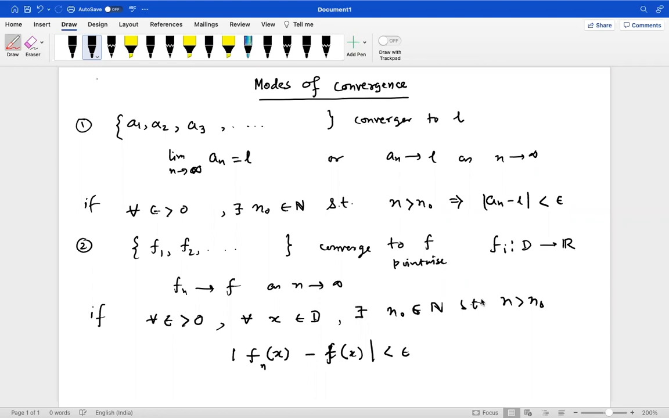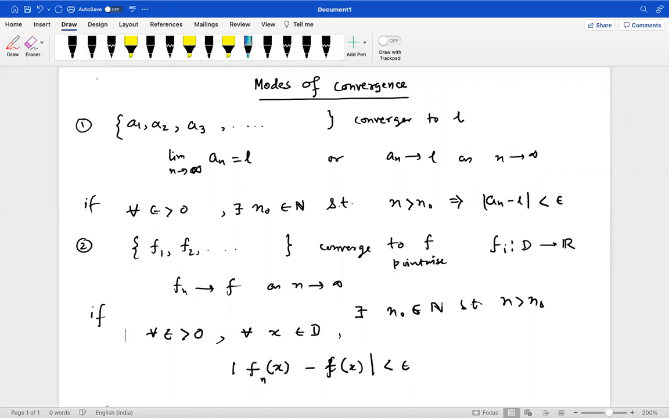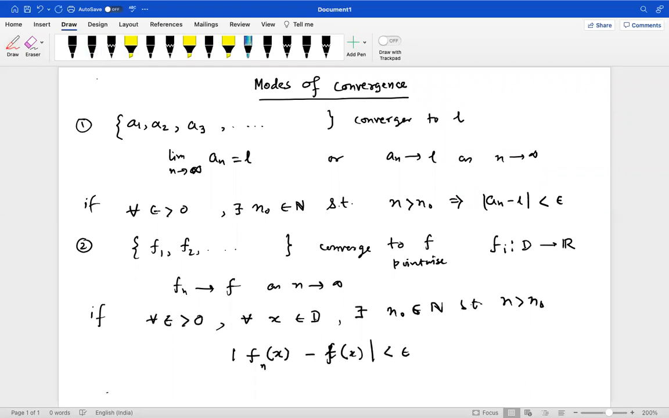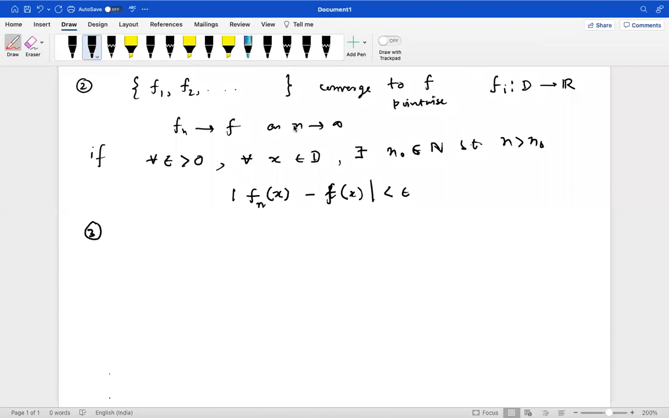So for every x and every epsilon there is an n0. Remember that here, n0 depends on both epsilon and x. So what is pointwise convergence of functions? For every epsilon and for every x, there is an n0, and n0 depends on both x and epsilon.